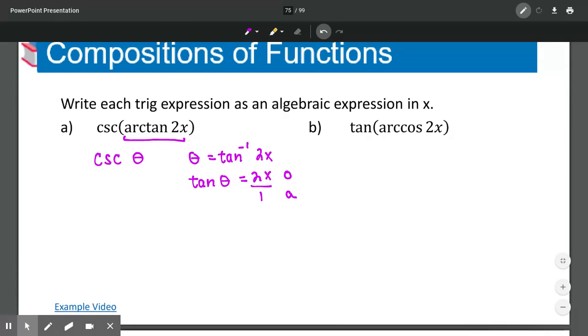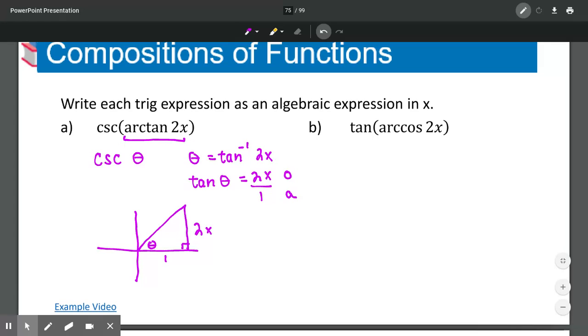And tangent is positive here. So positive tangent is in the first quadrant. So if we were to draw a triangle in this first quadrant with our angle, if the opposite side is 2x and the adjacent side is 1, then the cosecant, remember, is just going to be the reciprocal of sine. So in order to find sine, we need the hypotenuse.